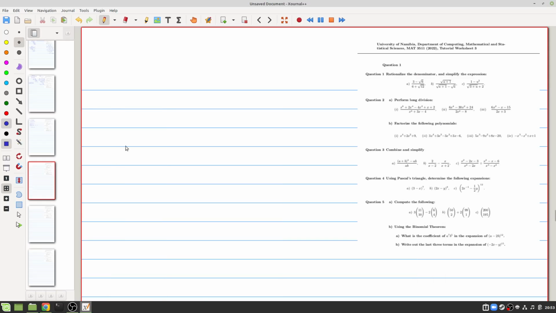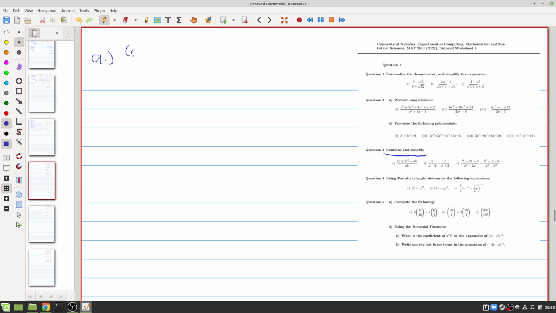Alright, let's get into the second part of tutorial 3. Okay, so we're on question 3, and we have to combine and simplify. The first one is already combined into a single fraction, so let's just multiply it and see what happens there. So let's first write out the question.